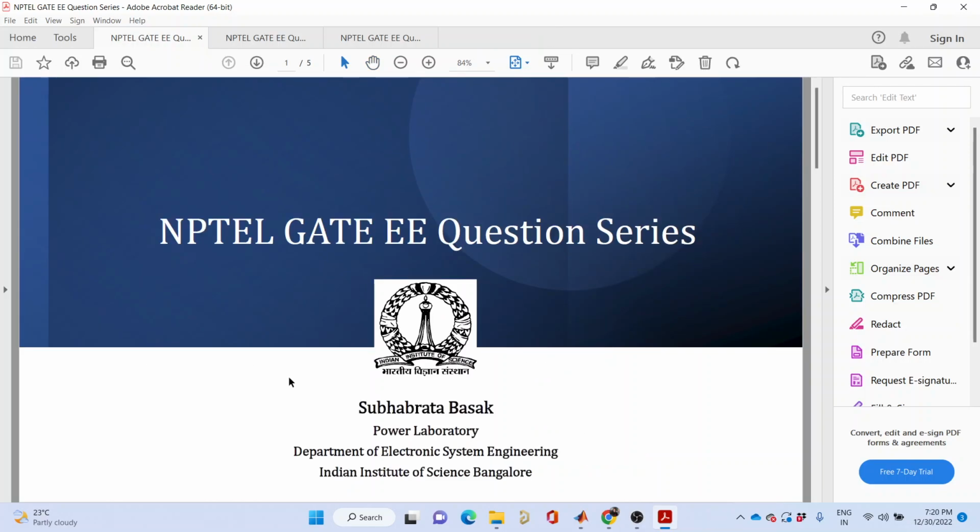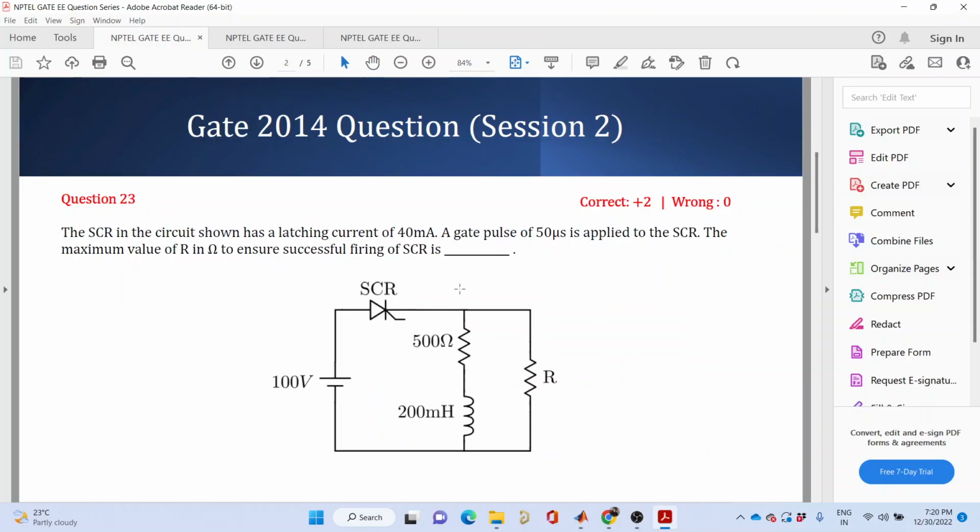Okay, the next question is this one, a bit of power electronics. An SCR, silicon controlled rectifier, has been given to you, and the latching current of the SCR is 40 milliampere. The gate pulse applied to the SCR is 50 microseconds. So a gate pulse of 50 microseconds is being applied to the gate terminal. You are asked to find the minimum value of R, which is required for successful firing of the SCR.